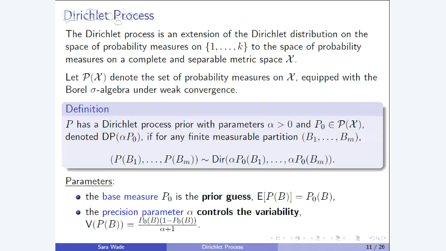So just to clarify what this space is, this is the space of functions p from the sigma algebra on our space 1 to k. So in this case, it's just the power set, the set of all possible sets. And it maps it to the unit interval. So it takes a subset of this space, and it maps it onto the unit interval.